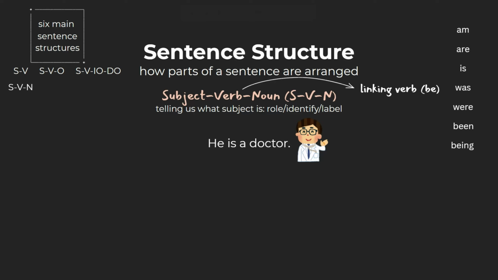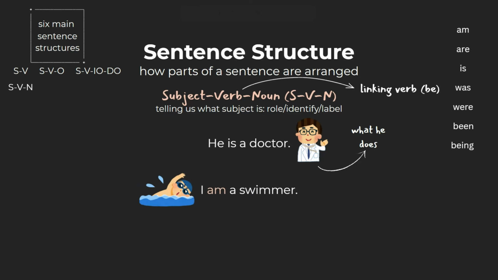There's no explicit action in this sentence. Rather, we're describing who this man is or what he does. Note that we change the form of the verb be depending on the subject. So we'd have, "I am a swimmer," or "They are musicians."